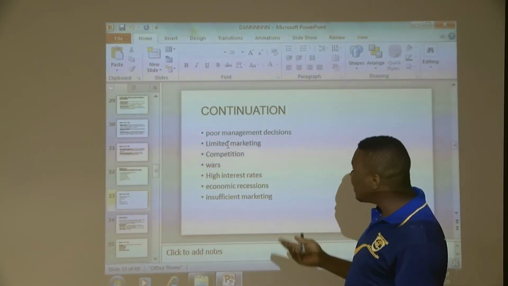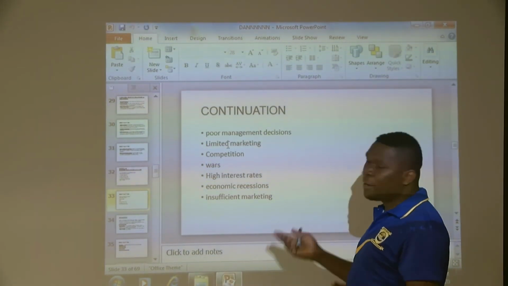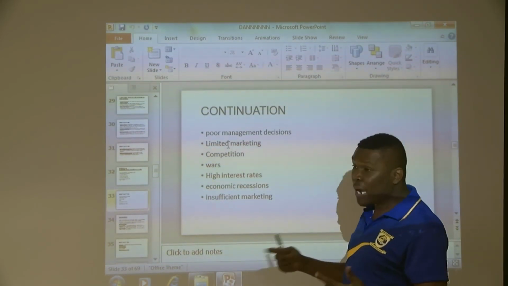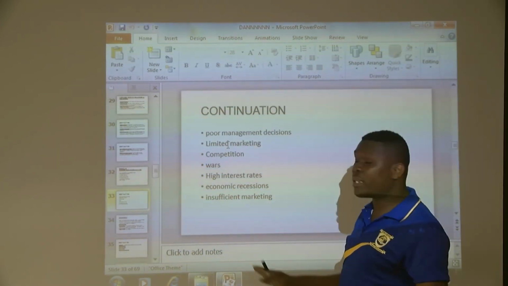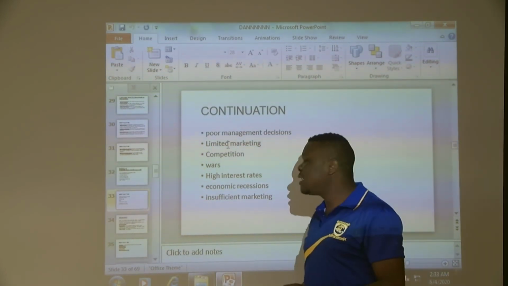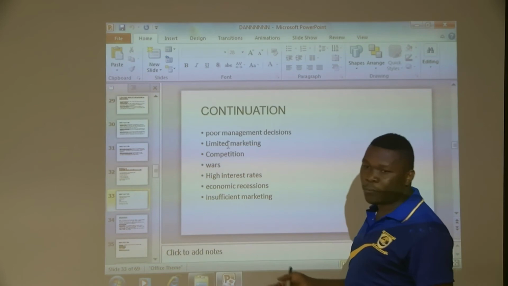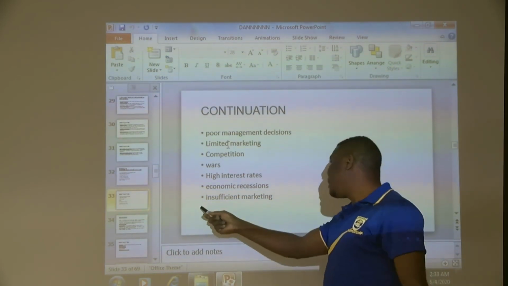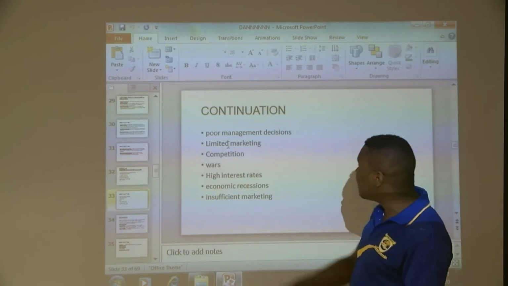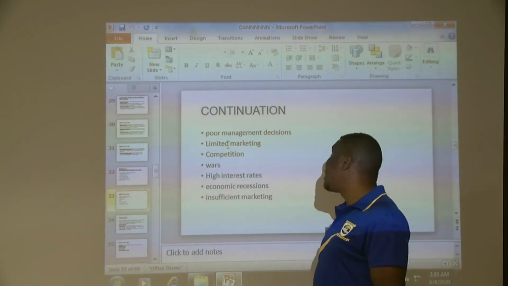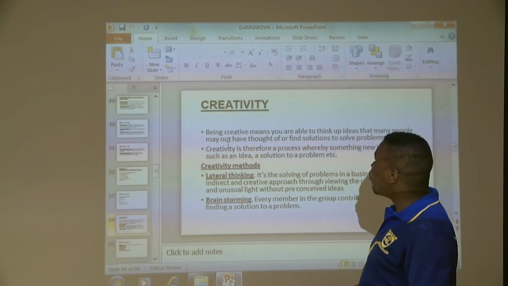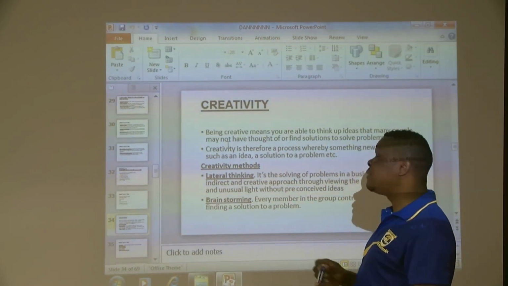Economic recessions. Whenever a country is undergoing an economic recession, there are businesses that are technically kicked out. An example is what we are going through, COVID-19. Many businesses will not come back into play. Many businesses will collapse. Why? Because there is no money in the economy. Lastly, insufficient marketing, as we've looked at it, is just a repetition of limited marketing. It will affect the business.